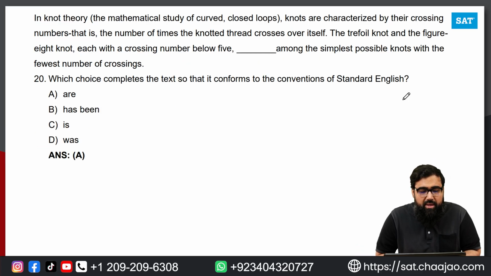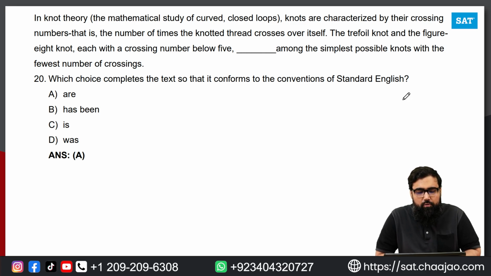In knot theory, the mathematical study of curved closed loops, knots are characterized by their crossing numbers, that is, the number of times the knotted thread crosses over itself. The trefoil knot and the figure 8 knot, each with a crossing number below 5, blank among the simplest possible knots with the fewest number of crossings.